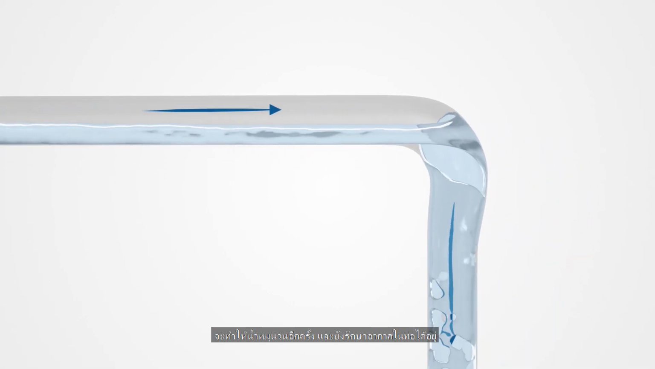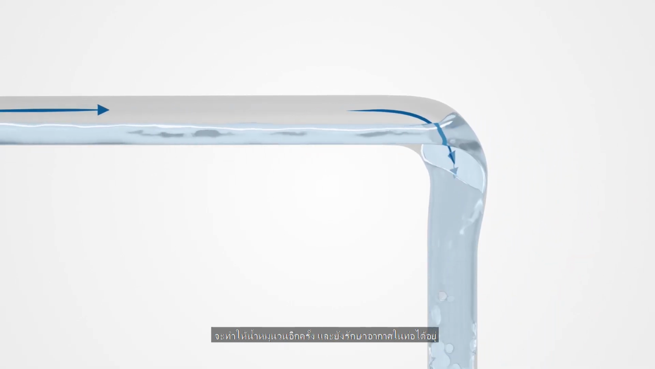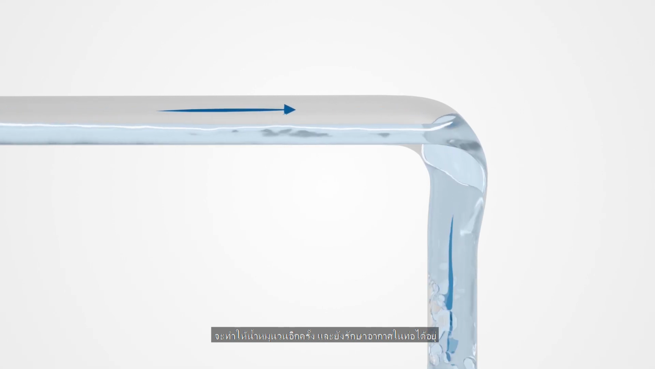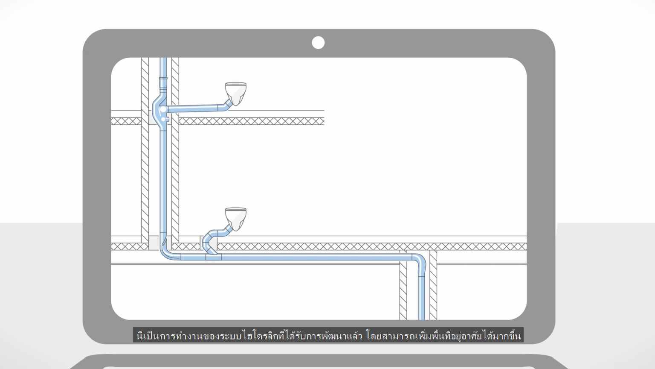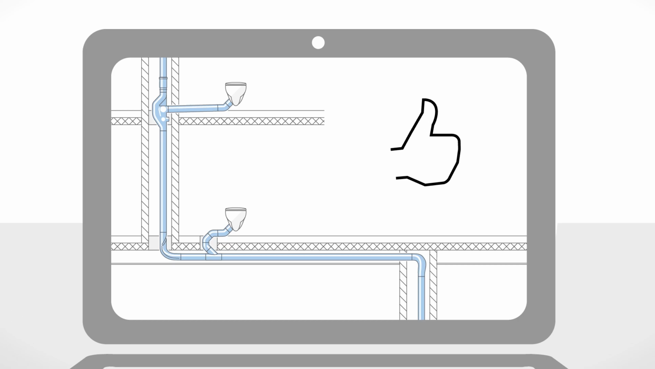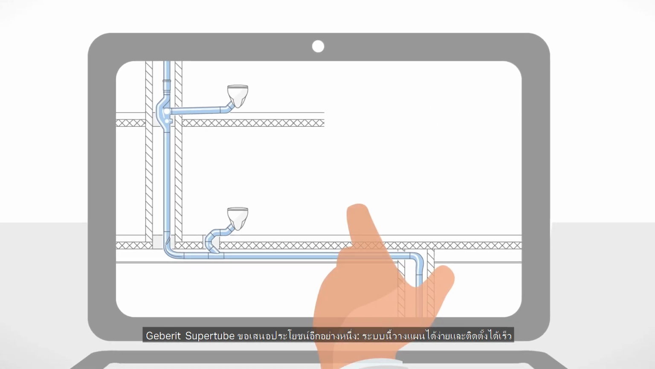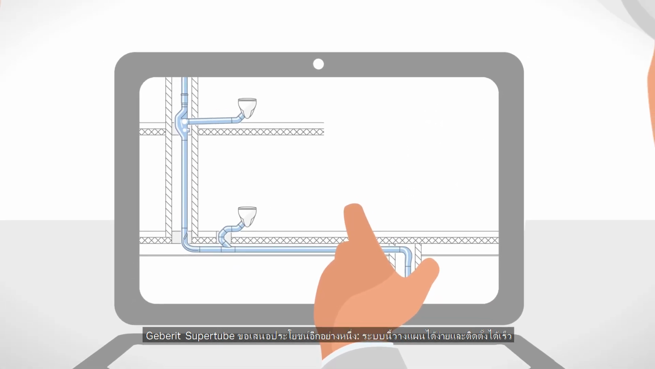At the end of the offset, the Geberit backflip bend sets the water in rotation again. The air column is maintained. This is how optimized hydraulics can create more living space. Geberit SuperTube offers yet another benefit: simpler planning of the system and even faster installation.